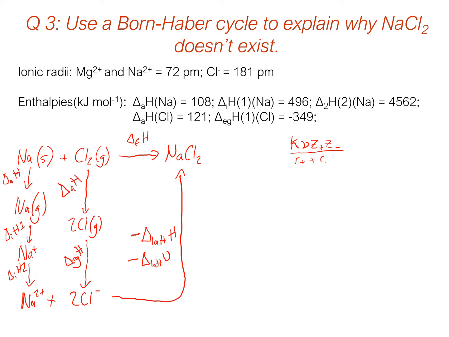So if we plug the numbers in, the constant is 107,900. Nu is 3 because we've got sodium and 2 chlorines. The charge on the cation is 2 because it's Na2+, and the charge on the anion is 1 because it's chlorine 1-. And then this is all over the radii added up there at the top, so 72 plus 181.